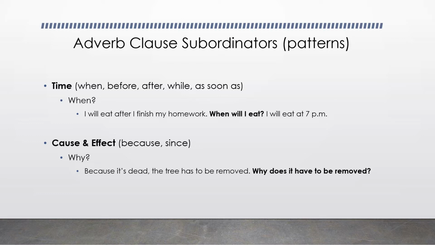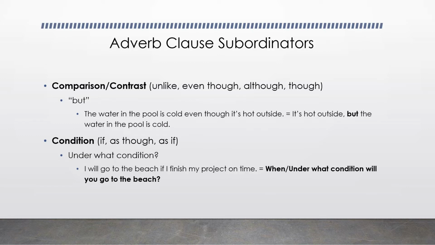Cause and effect. Some subordinators are because, since, and it answers why questions. Because it's dead, the tree has to be removed. Why does it have to be removed? Because it's dead. Comparison and contrast subordinators are unlike, even though, although, though, and they can be replaced by but or however. The water in the pool is cold, even though it's hot outside. It's hot outside, but the water in the pool is cold.